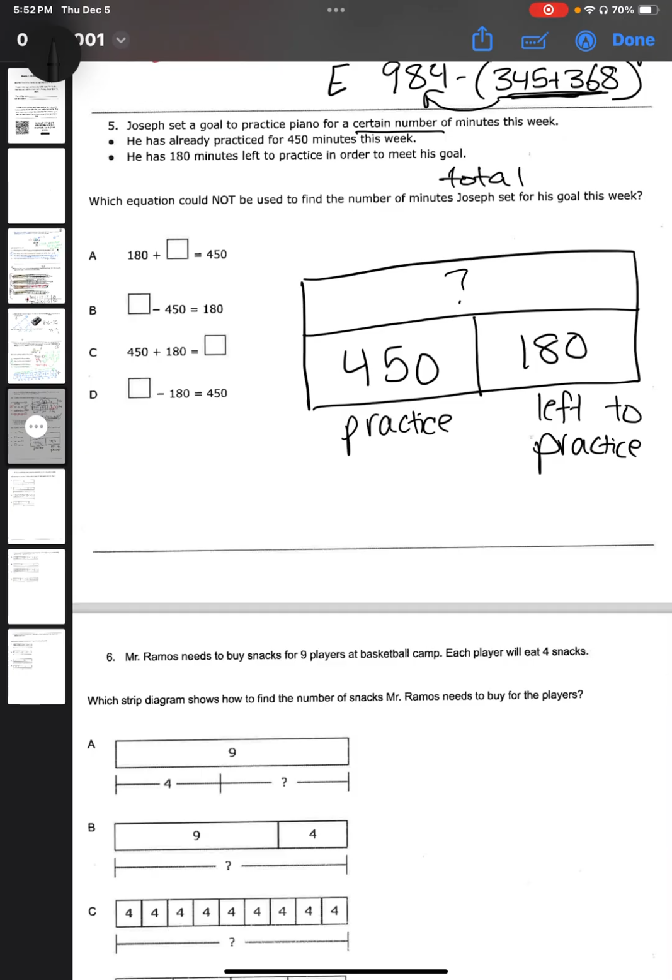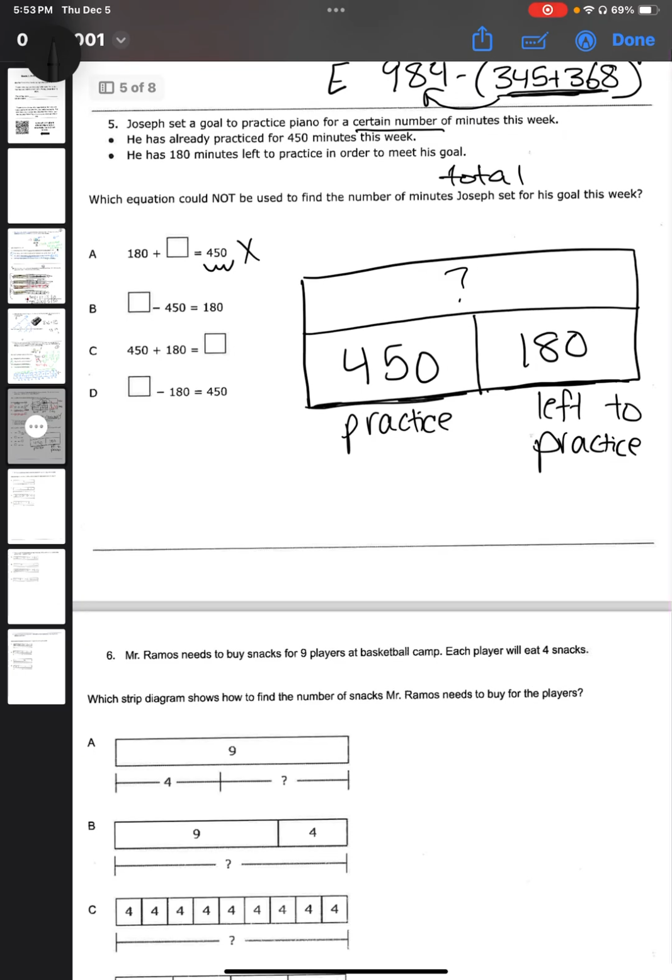All right, I'm looking at option A. It says 180 plus something equals 450. 450 here, it's telling me that that would be his goal, what he's trying to get to. But he's not trying to get to 450 because he's already practiced 450 and he's going to practice 180 more. So this top number can't be 450. So that's not a way to find what he still needs to practice.